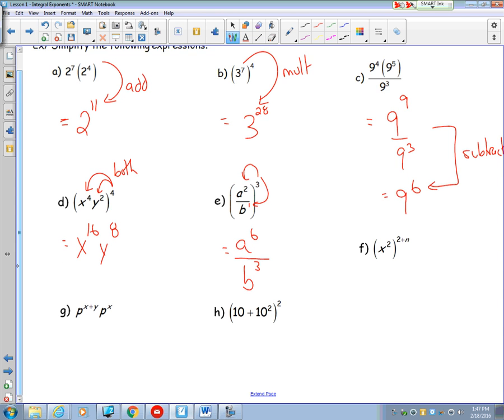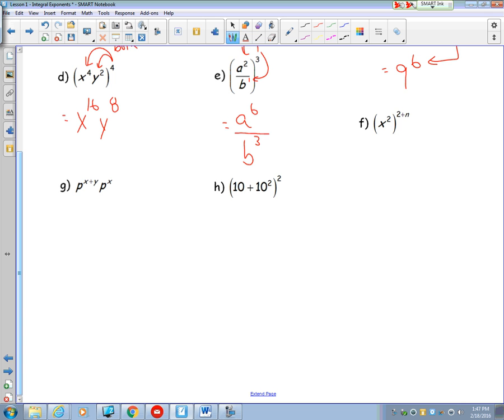All right, letter F, a power of a power again. When we said powers of powers, we're supposed to multiply. So what does that actually look like? Well, my base is x, and I need to multiply the 2 times the 2 plus n. So I'll get an answer like x to the power of 4 plus 2n, because I'm using my distributive property, expanding my brackets.